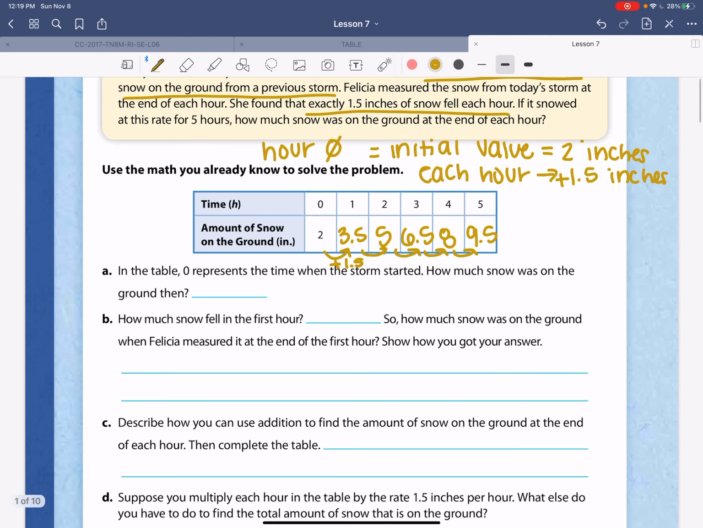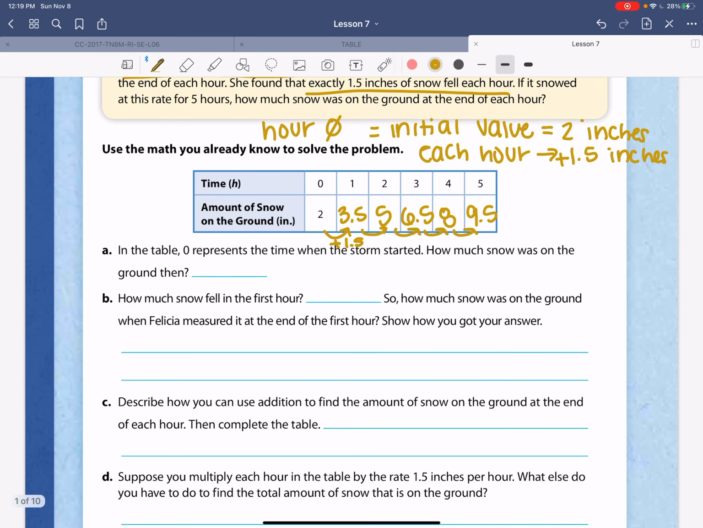So A, in the table, 0 represents the time when the storm started. How much snow was on the ground then? Remember, we talked about the initial value being 2 inches. There were 2 inches of snow at that time. How much snow fell in the first hour? We also talked about that each hour there is an additional 1.5 inches that fell.